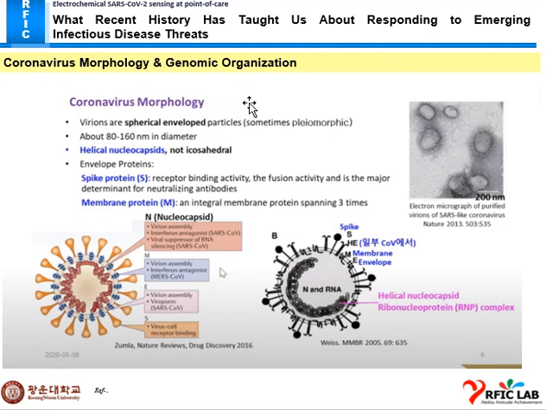Coronavirus morphology and genomic organization. Morphology, I already talked about some genomic organization. Basically, coronavirus is an RNA virus. This is the basic structure of coronavirus, the nucleocapsid protein and virion membrane assembly, and the virus cell. This is a spiked structure. Electron micrograph. This is an SEM picture of the virus colonies at 200 nanometers.